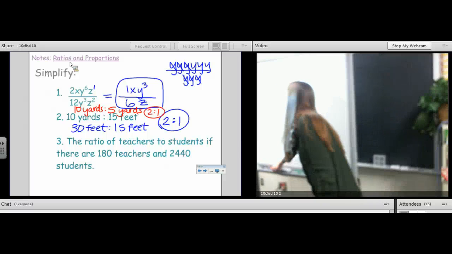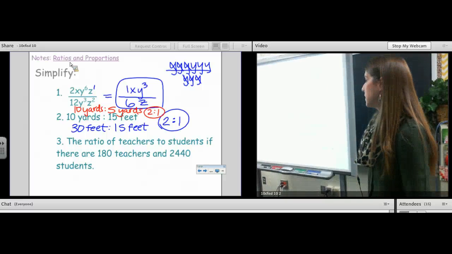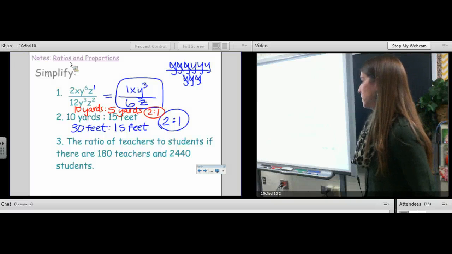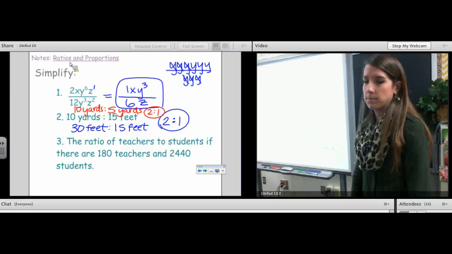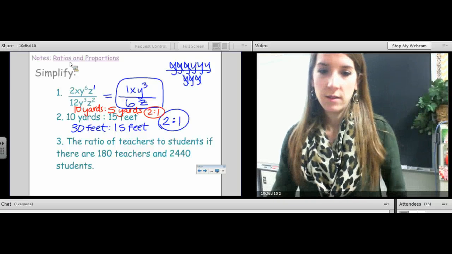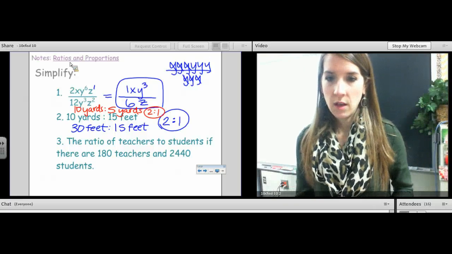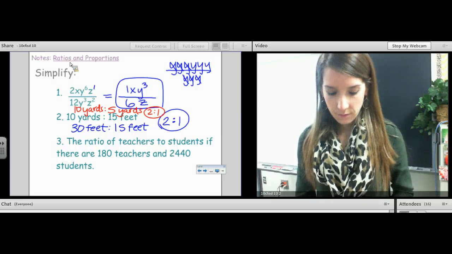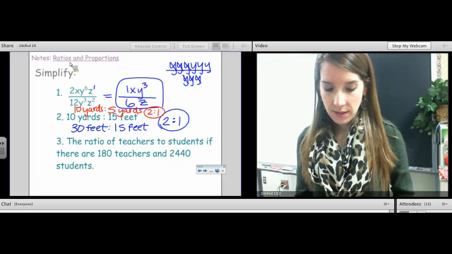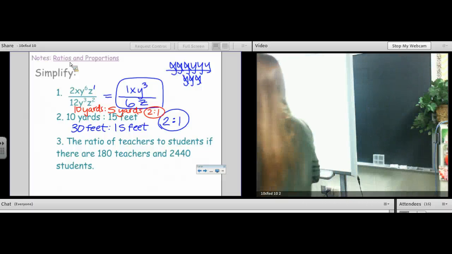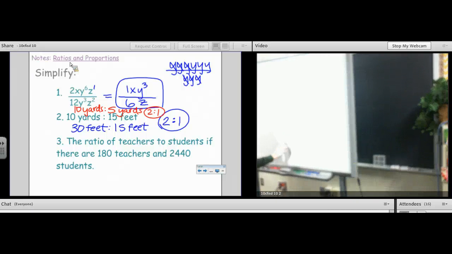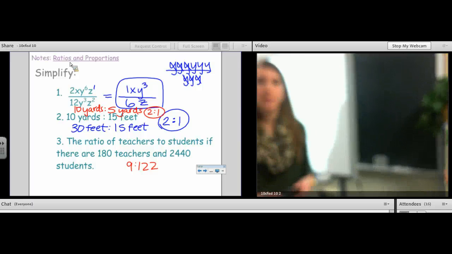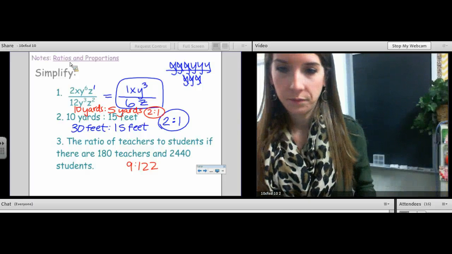If your teacher can do her math. Okay, the next one, the ratio of teachers to students if there are 180 teachers and 2,440 students. Teachers to students. So you want to put the teachers first. And you want to divide it by the students, and then you want to simplify it. And I got 9 teachers for every 122 students.